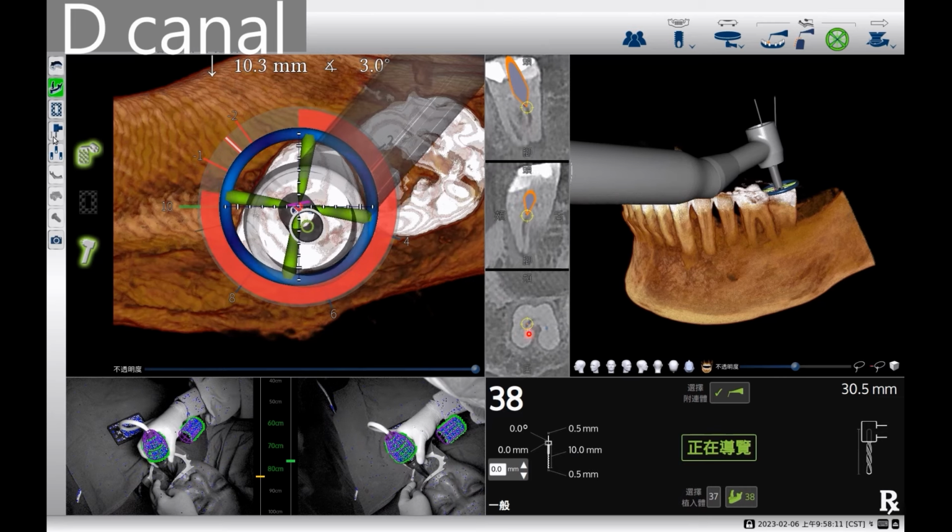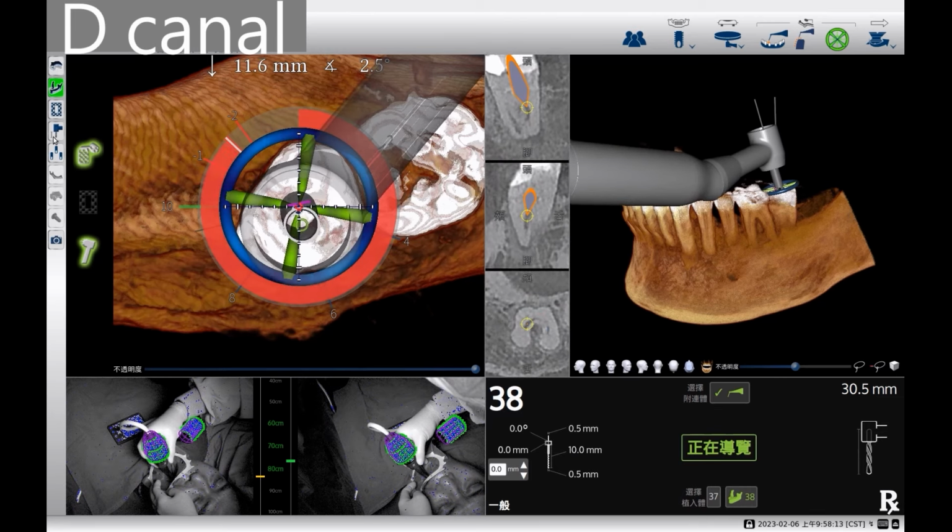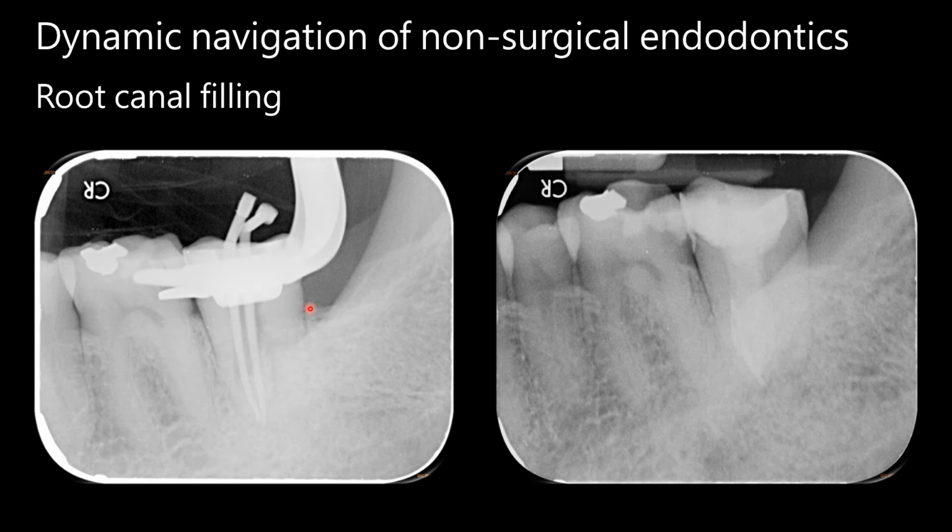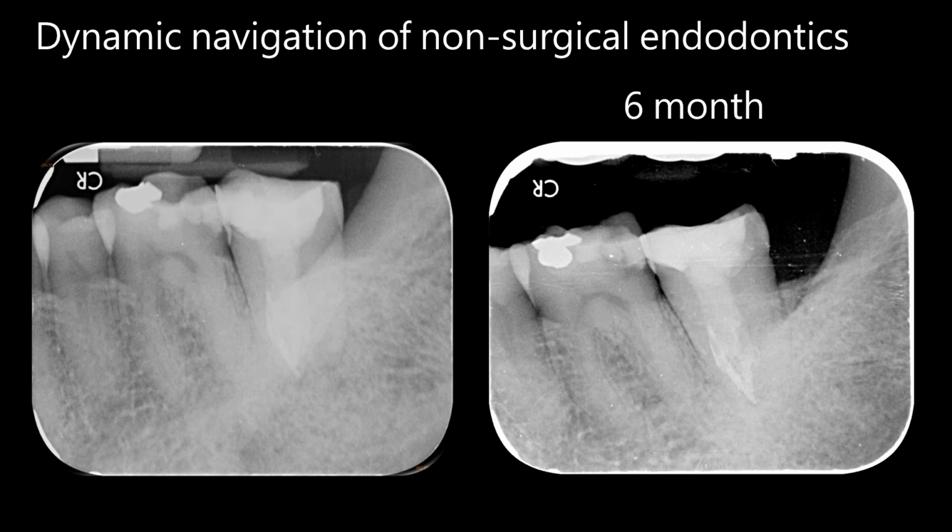After I reached the root canal, I did the root canal treatment, irrigation, enlargement, and finished. So this is a 6 months follow up. And the patient is good. The soreness is gone.